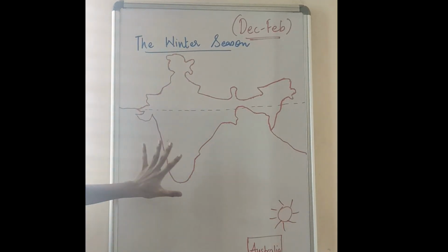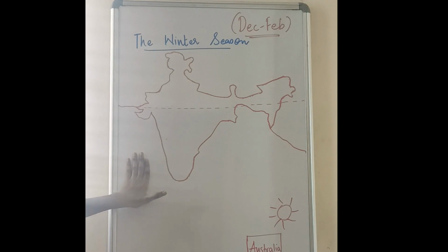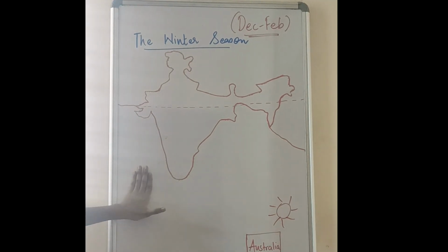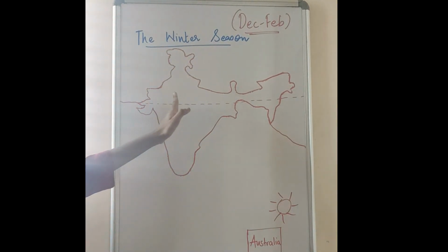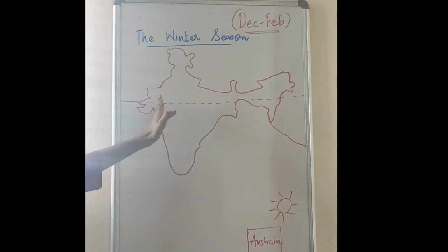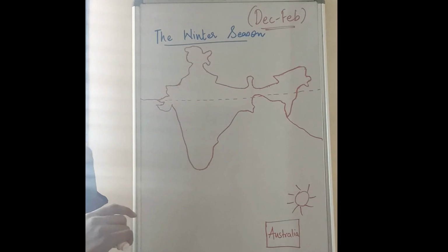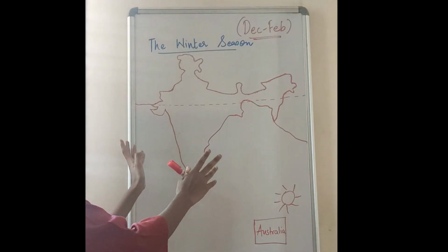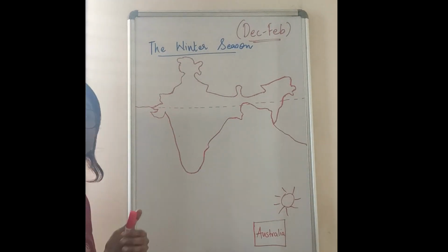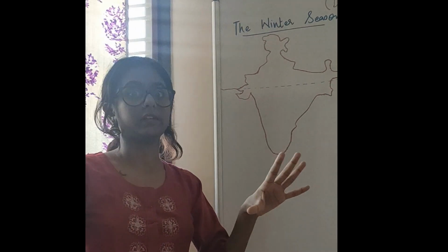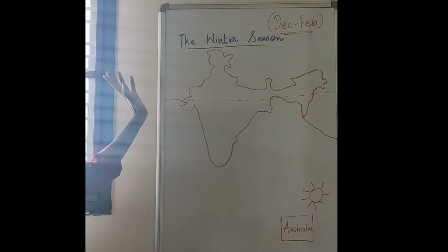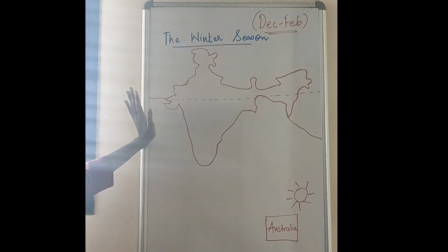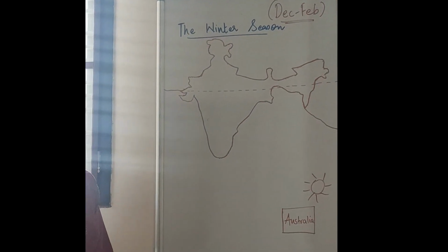So how exactly are the weather conditions and the day-to-day atmospheric conditions? Since the sun is in the south, we get slant rays of the sun, also called oblique rays of the sun. That means the temperature is less and humidity is less. Humidity means the water content in the air, that is also less, and the sky is clear.